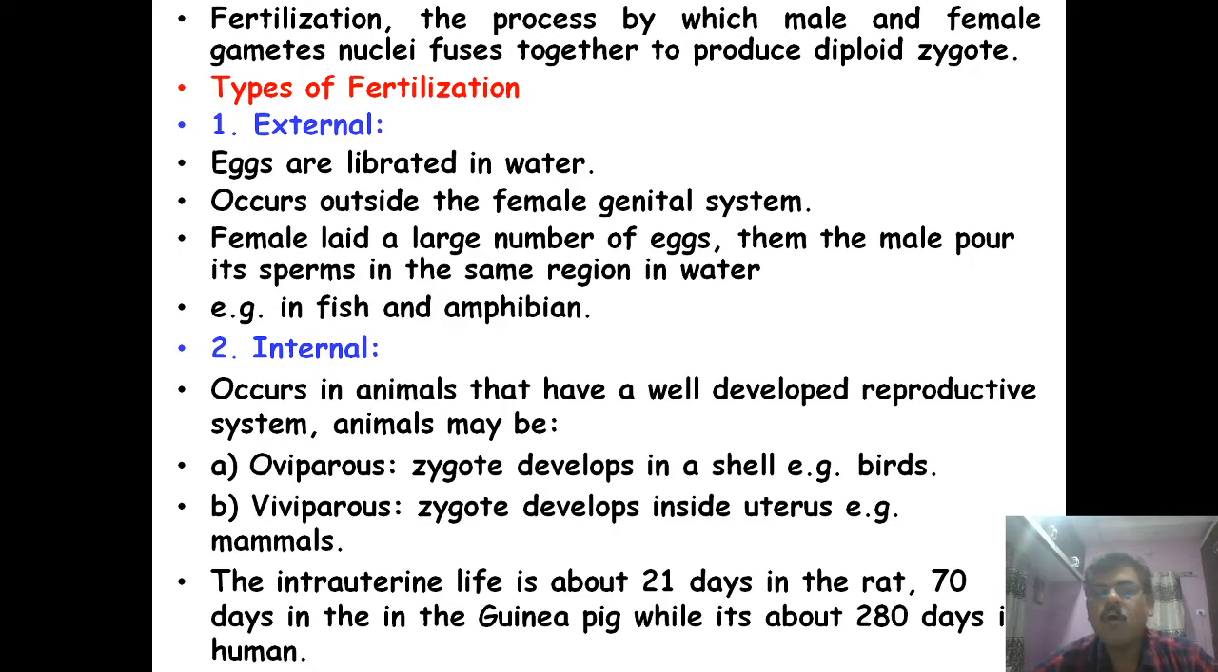Internal fertilization occurs in animals that have a well-developed reproductive system. Animals may be oviparous or viviparous. In oviparous animals, the zygote develops in a shell, as in birds. In viviparous animals, the zygote develops inside the uterus, for example mammals. The intrauterine life is about 21 days in rat, 70 days in the guinea pig, while it is about 280 days in human beings.